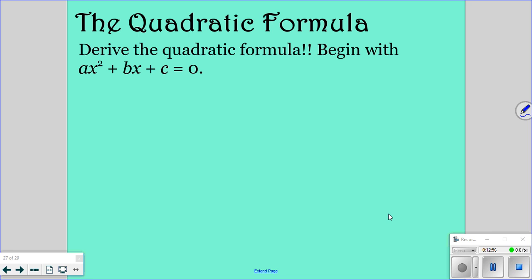We're going to go over how to derive the quadratic formula. We did this in Algebra 2, so you may vaguely remember this. Some of you may remember it very well. Some of you may not remember it because you refused to learn it in Algebra 2.